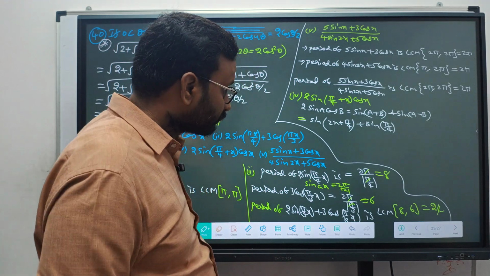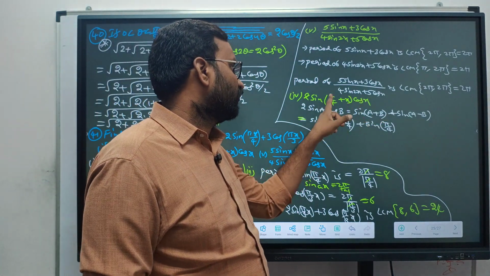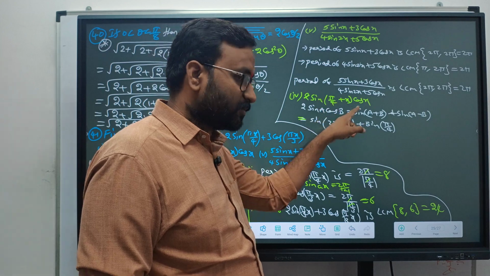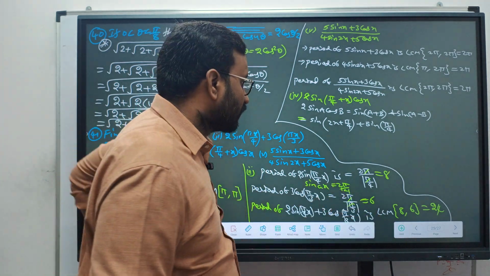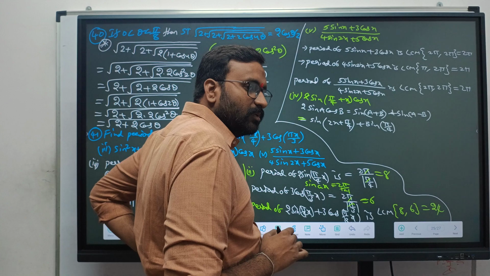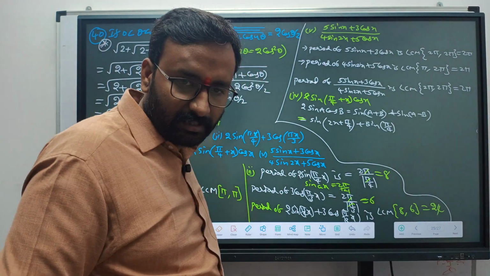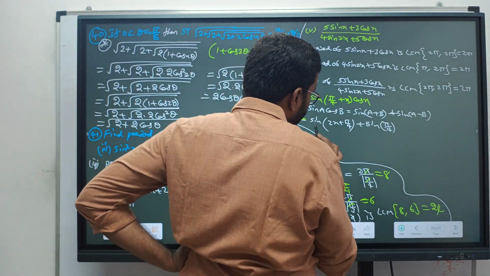Any doubt? Sin(A plus B), sin(A minus B). If you take this 2 sin A cos B formula, and you have cos A sin B, you will get a negative. Right. Now, sin 45 value? 1 by root 2. Okay, leave that. Now come to this one. What about the period of this?